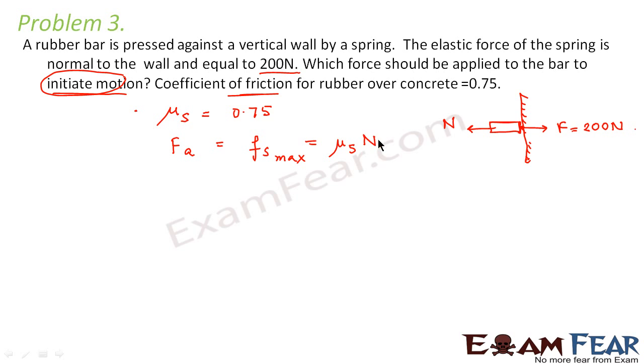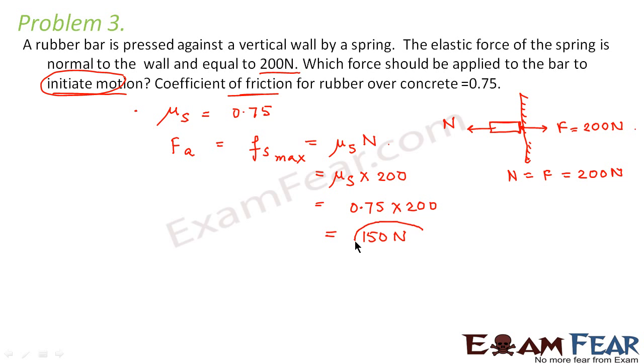What is the maximum value of static friction? It is mu s into N. Now from this diagram, we can see that since the body is at present at rest, N is equal to F, which is equal to 200 Newton. Therefore mu s into 200. Now we'll put the value of mu s as 0.75 into 200, and it comes out to be 150 Newton. So this is the value of the force which is required to be applied in order to initiate motion. So if we want to move this body along this direction, then the force Fa should be applied along this direction, and the friction was acting along this direction.